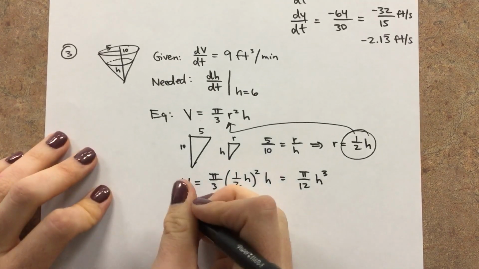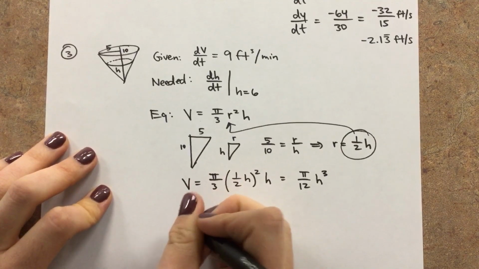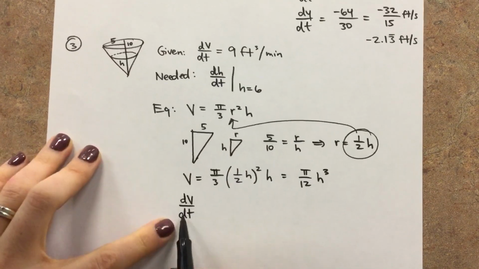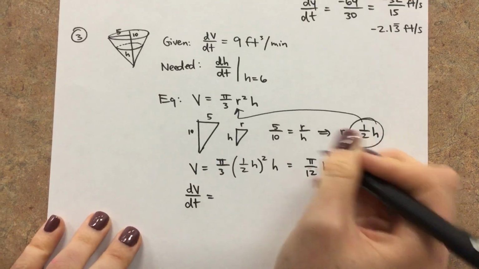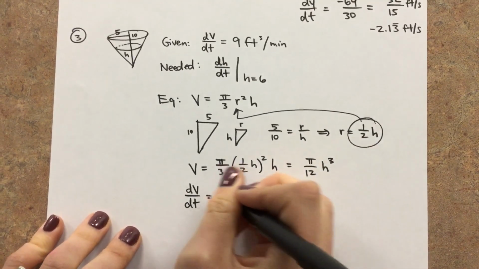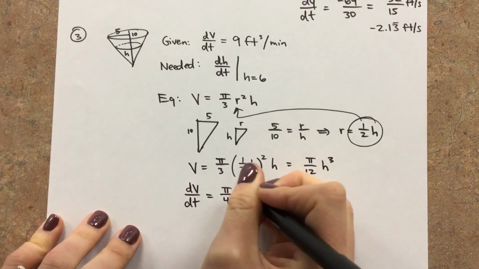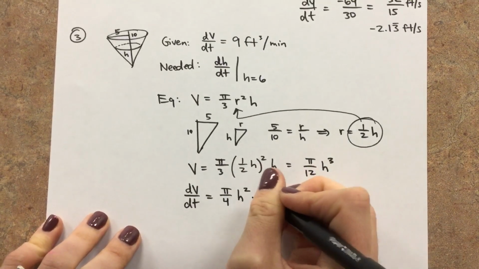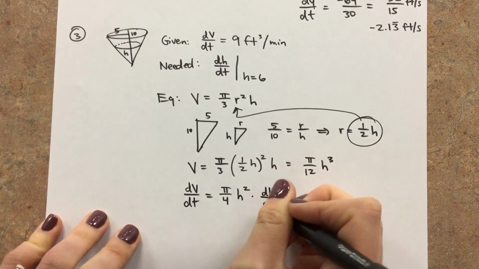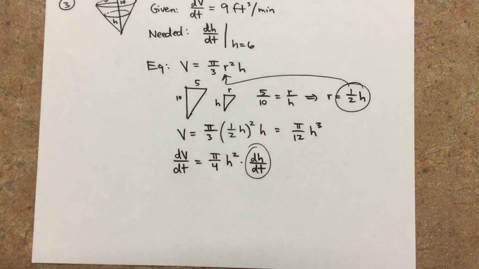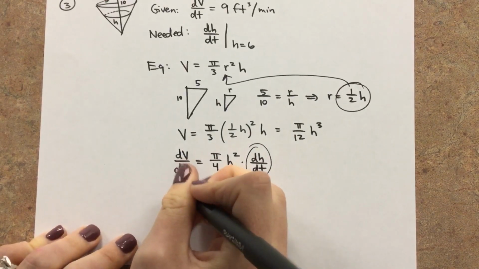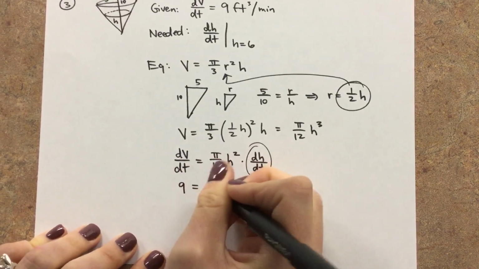So now take the derivative of both sides with respect to t. So the derivative of volume is just this, equals, and then for this guy, I do my derivative rule. So the 3 comes out front, making this a pi over 4. The power drops down to 2, and then I multiply by my correction factor. So it looks like this. This is what I'm trying to solve for, and I have all the other information that I need. dV by dt is 9. And we have pi over 4.